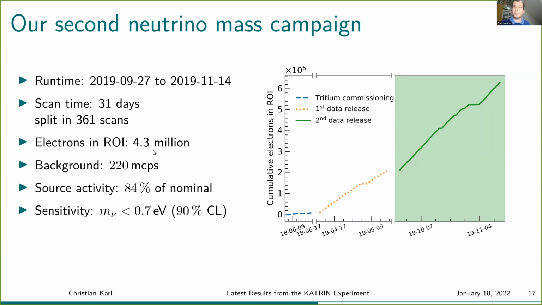So I like to say that KATRIN is really not a low counts experiment. All of this with a background of about 220 milli-CPS, and the source activity set to 84% of our nominal.